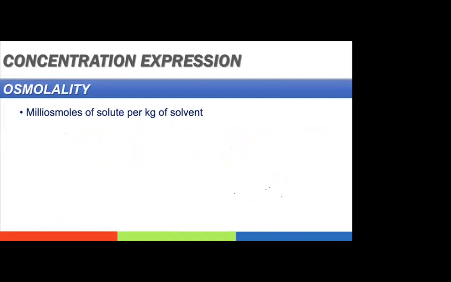Osmolality. It's just like osmolarity, pero di ba kanina, pag molality, ang denominator is kilogram ng solvent. Just like this, osmolality is equal to milliosmoles per kilogram of solvent. Now, this is not so common a concentration expression in practice, so just let it go.